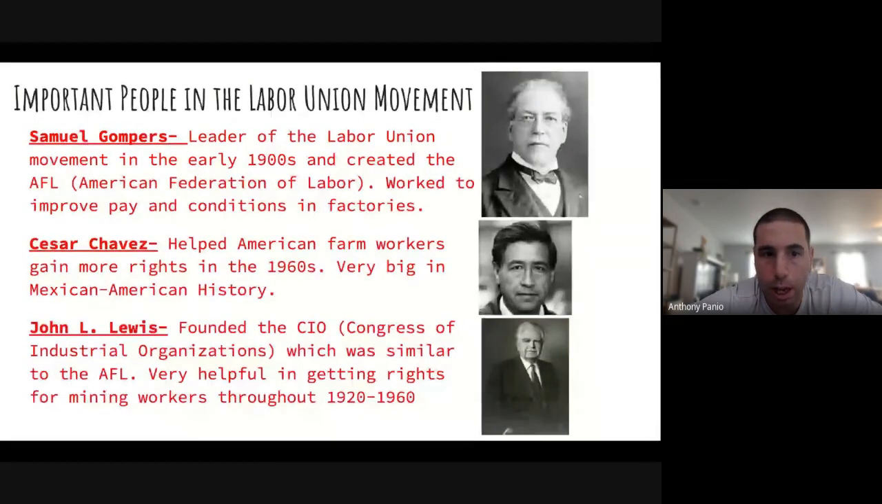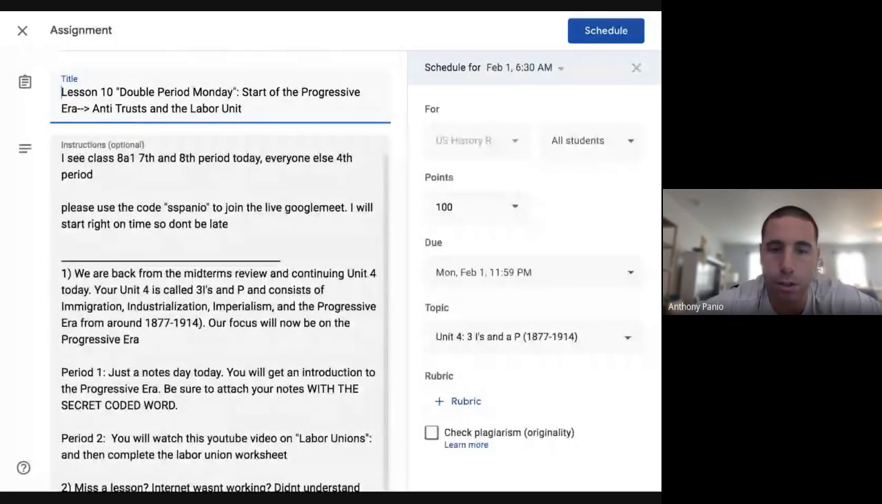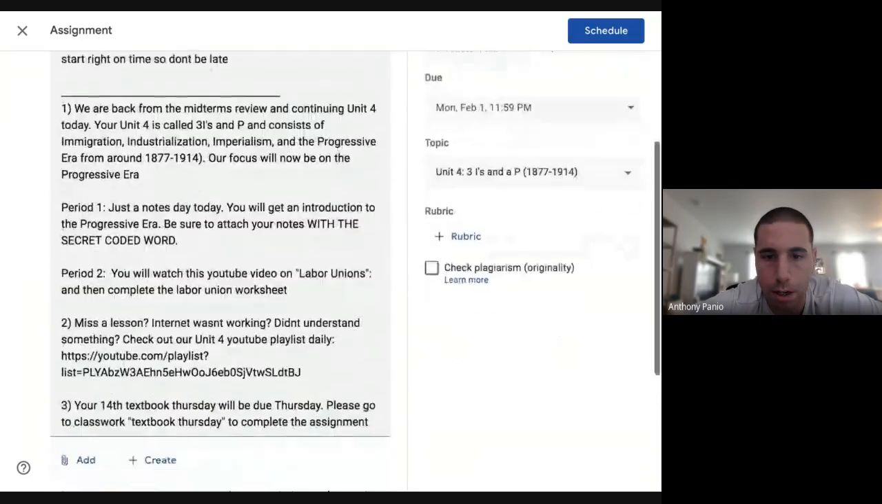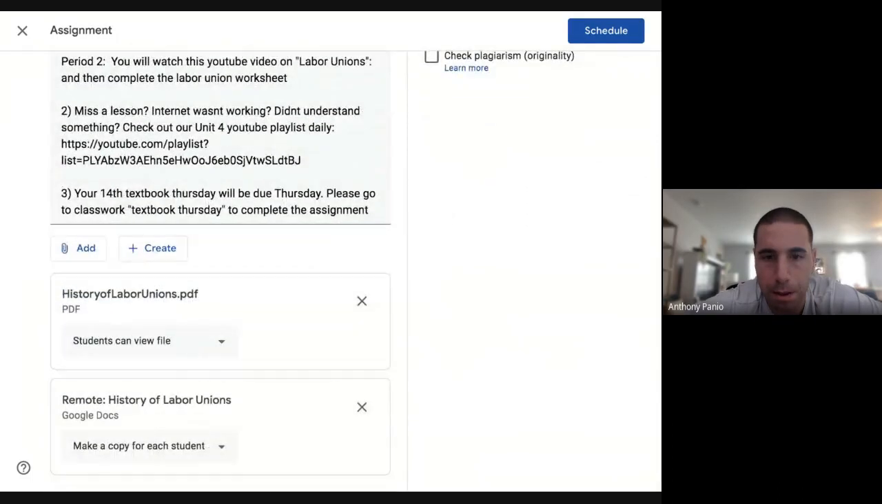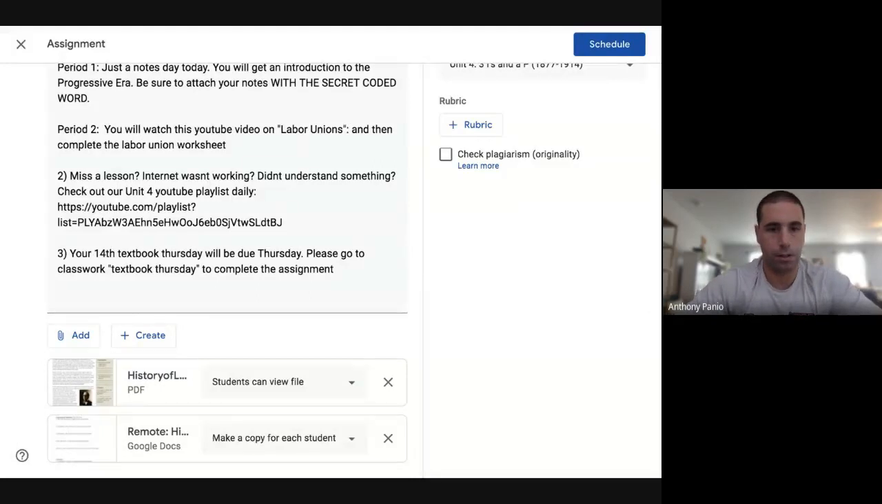So if you're following along with my tab here, you'll notice, okay, that you have to post a secret coded word. All right, so when you do that, the history of labor unions, okay, you'll see the file here. There is a reading. Things are going so slow. They're going so slow. All right, well, you'll figure it out.